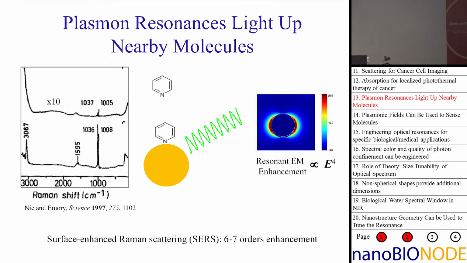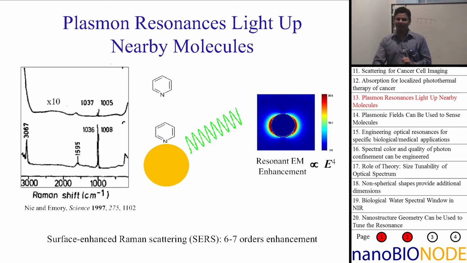You said you could do the same plasmonic resonance with silver and copper nanoparticles? Silver and copper as well. Is it better in any way than gold? Silver is better in some aspects, and I'll give you one example at the end. Okay. Maybe I won't get to the end.